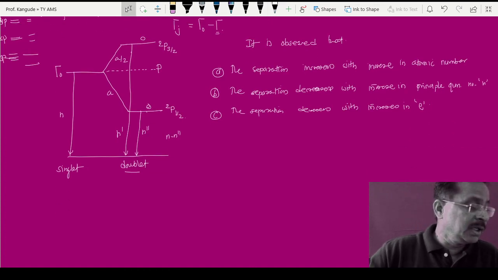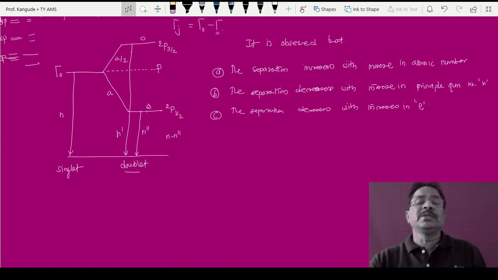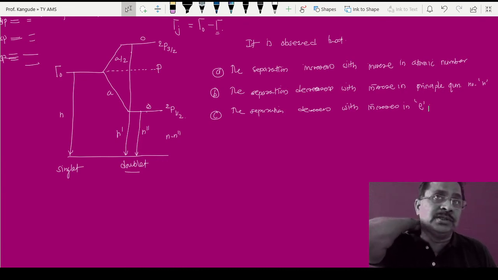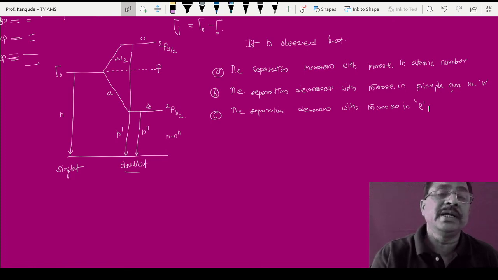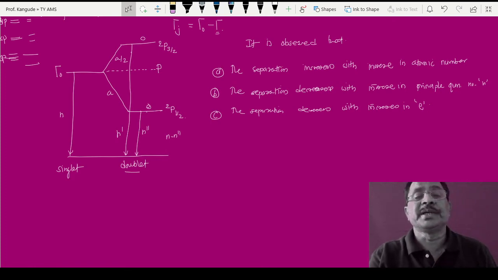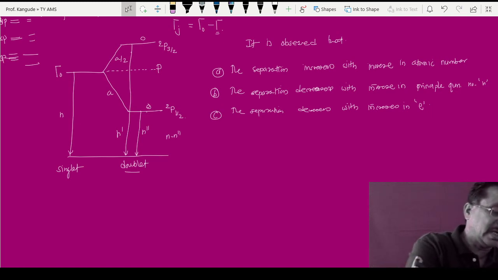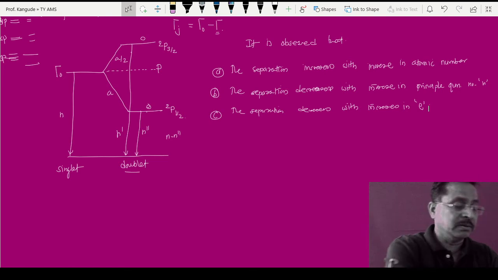These three observations are there, and this is one typical diagram we have shown here, where the spin orbit coupling or spin orbit interaction energy gives rise to doublet energy states, and thereby the spectrum of such types of elements is found to be a bit complicated. Okay, so in that sense I'll just show one level diagram. Actually, at the end of this we should go for this.